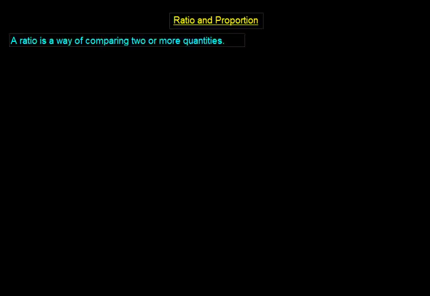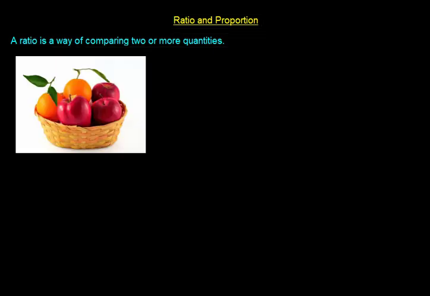Ratio and proportion. A ratio is a way of comparing two or more quantities. For example, if there are 12 oranges and 6 apples in a basket, we can say that they are in the ratio of 2:1. This means for every 2 oranges, there is 1 apple in the basket.